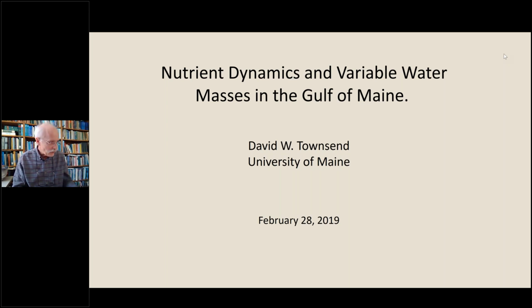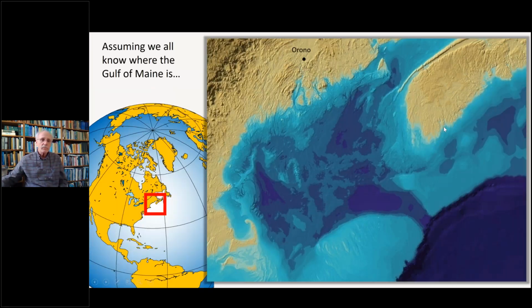Okay. Well, since I'm already out of time, we'll rush right through this. First of all, I forgot what the title is that I gave you guys, so it's a little different. I'm going to talk about nutrients and water mass dynamics in the Gulf of Maine. And we'll start out with, assuming everybody knows where the Gulf of Maine is, it's inside this red box here on the left. And this is what it looks like when you remove all the water. And I'm sitting up here right now in Orono.